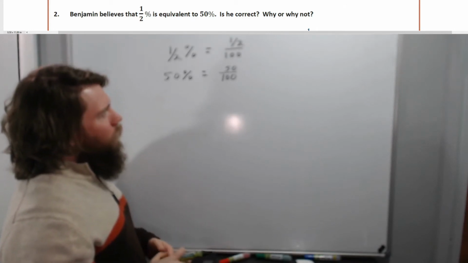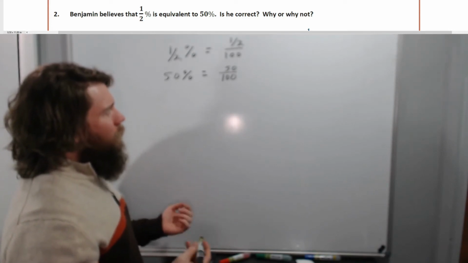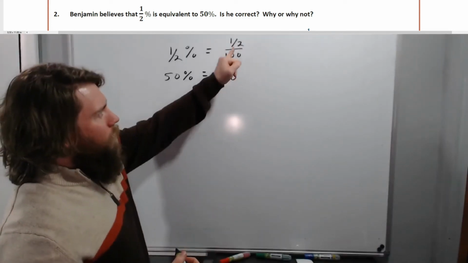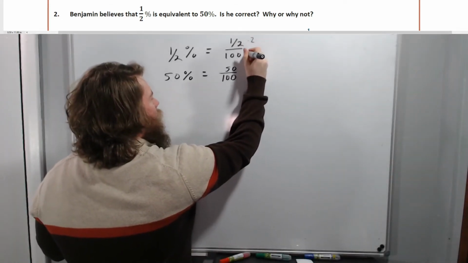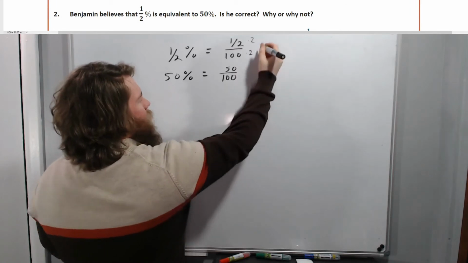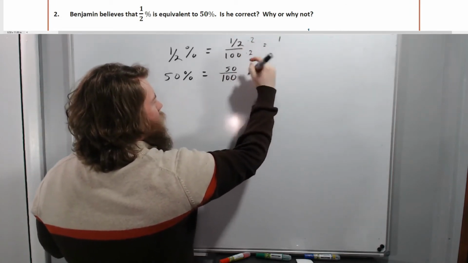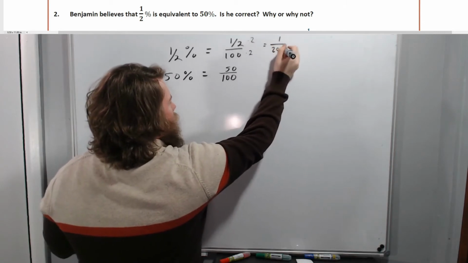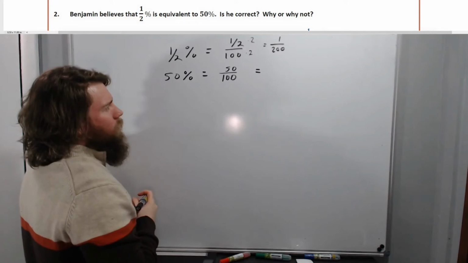So we're going to multiply the whole thing, top and bottom, by the denominator of the numerator. So we're going to multiply the whole numerator by 2 and the denominator by 2. 2 times 1/2 is just going to give us 1, and 100 times 2 is going to give us 200. Now let's go ahead and get this one reduced as much as possible.